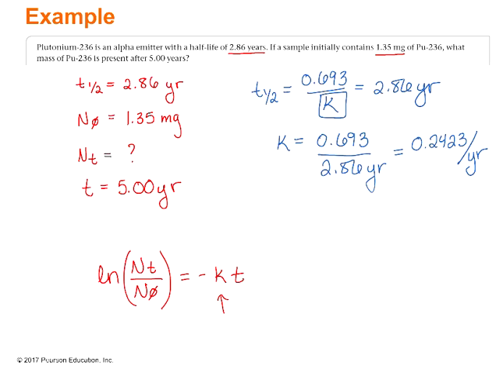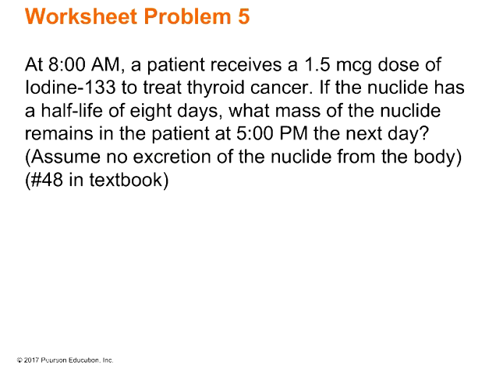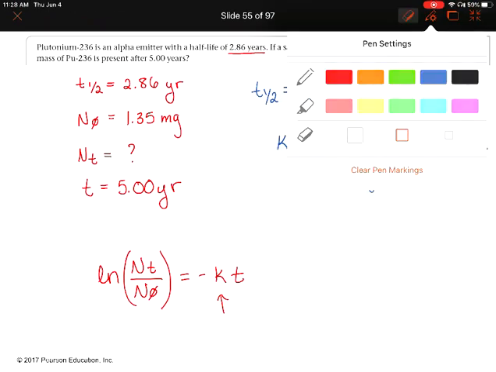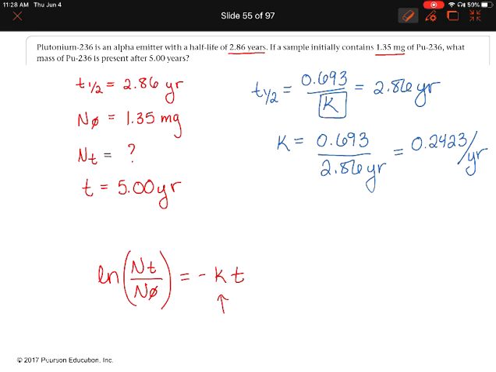All right, so now we have everything we need to plug all these values into our integrated rate law, and then we're going to solve for N_t. Oops, I went too far. All right, so I'm actually going to rearrange this equation to solve for N_t.